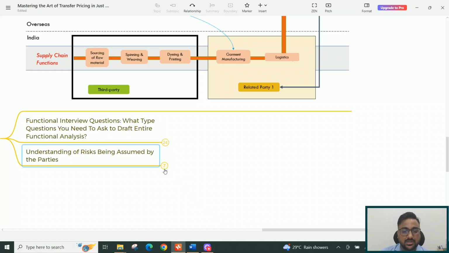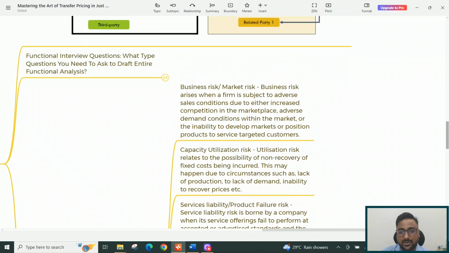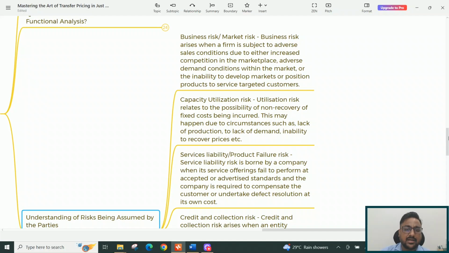So let me just disclose certain generic risks which may happen in each and every business, right? There could be more risks depending on the type of business, but yeah, I have given here the general overview. So now these are the types of risk that you need to factor in, and you need to understand the role of both the parties, who is assuming what amount of risk, which party is assuming what amount of risk. So first is business risk or market risk.